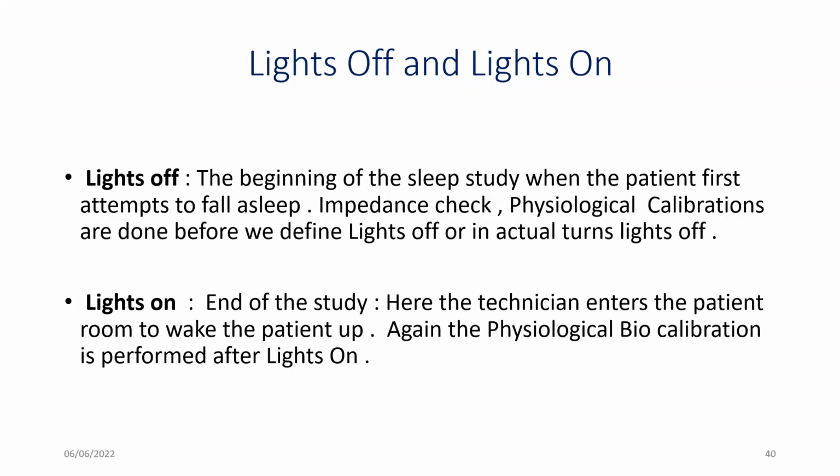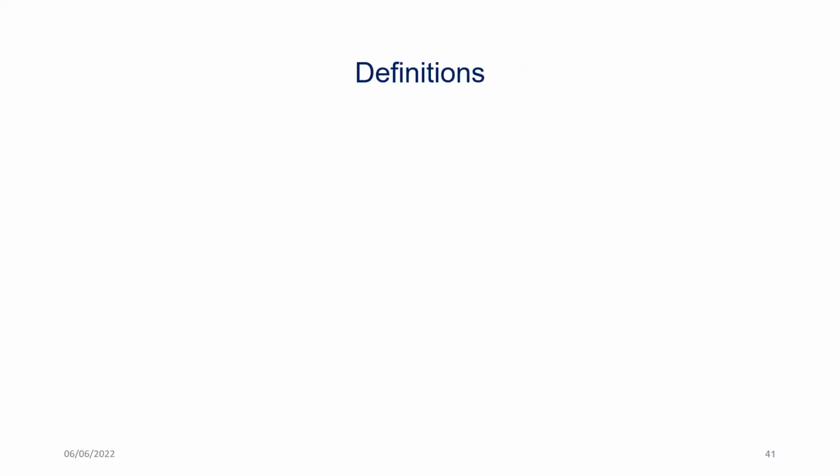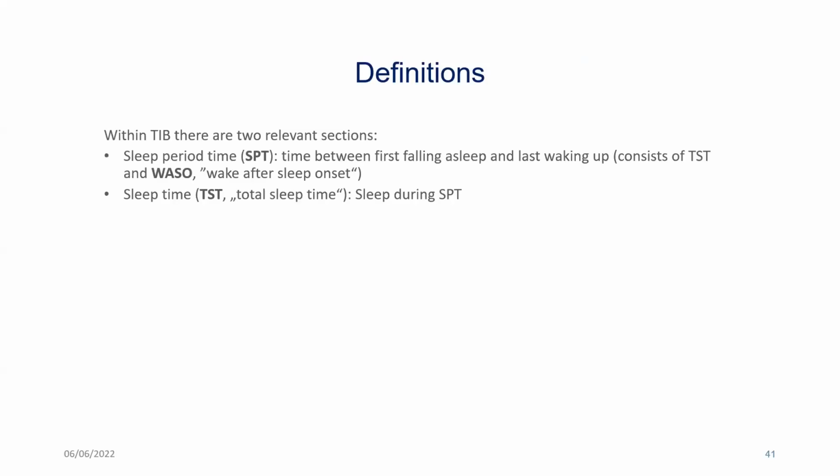So impedance check and physiological calibrations are done before we do the lights off. Similarly, at the end of the study, we define lights on, and we do the physiological biocalibrations after the lights on. It's important we do the physiological calibrations before lights off and after lights on. Why lights off and lights on are important, we'll come to know.